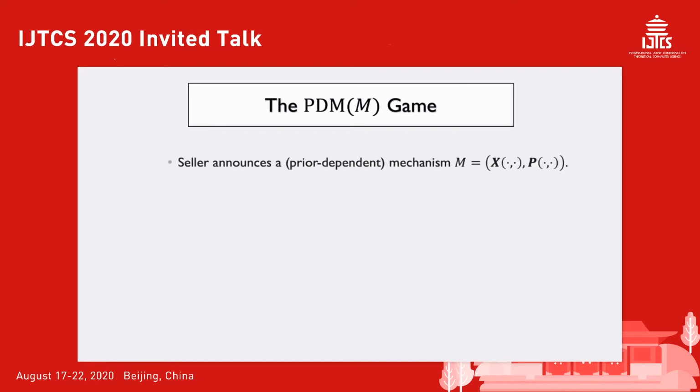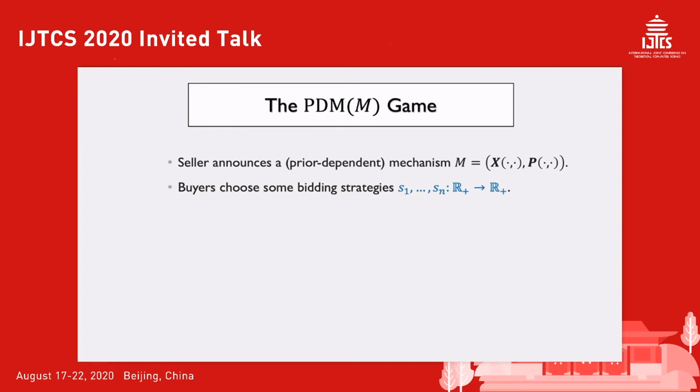In this game, there's a seller. The seller announces a prior-dependent mechanism M. Prior dependence means that the allocation and payment of mechanism M depend on the prior distributions. So you can see that X and P have two parameters. The first parameter is the bids, and the second parameter is the prior distributions. After the seller announces the mechanism, buyers choose some bidding strategies in response.